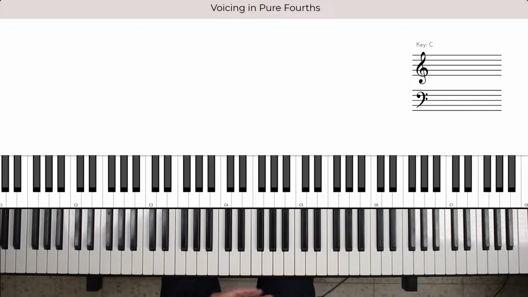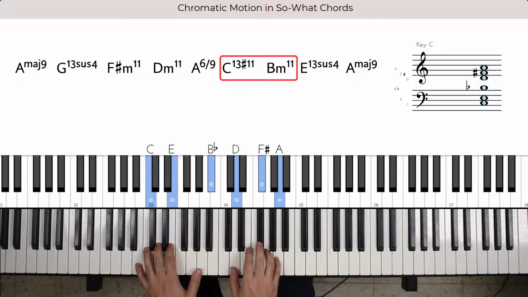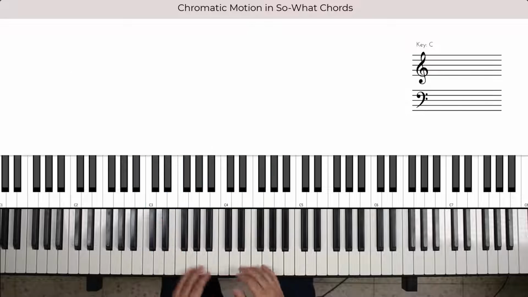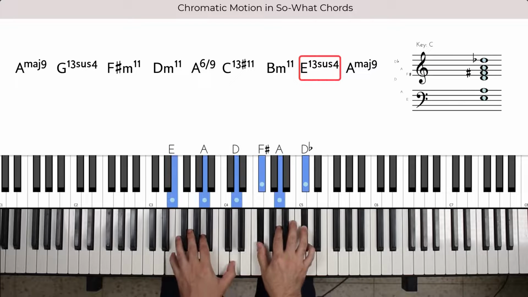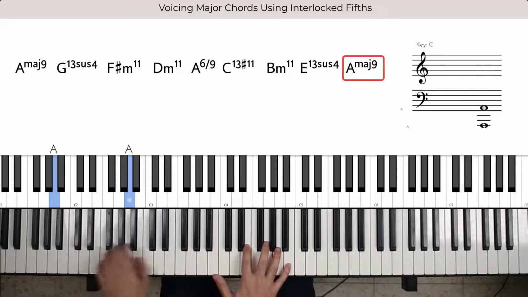Going back to the original chord progression, our next chord is a C13 sharp 11th chord, which quickly resolves down to a B minor 11th chord, which is another so what chord built on B. The remaining 2 chords in our original progression repeat previous ideas. The next one is an E 13th sus 4 chord, and this resolves to the A major 9th chord.